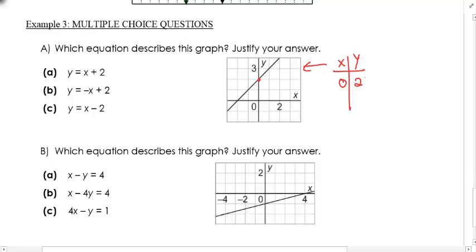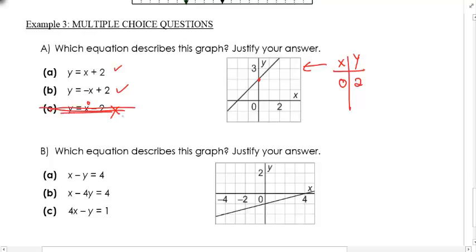So let's look at these suggestions now. Which one of these is okay in the sense that when x is 0, y equals 2? Well, if I look at the first one, replace that with 0. 0 plus 2 is 2. So that's okay. Same thing with part B, right? -0 is still 0. 0 plus 2 is 2. That's okay. Part C, if I plug in 0, 0 minus 2, that's -2. That's not okay. So even just by looking at the y-intercept, I've eliminated one of my answers already.